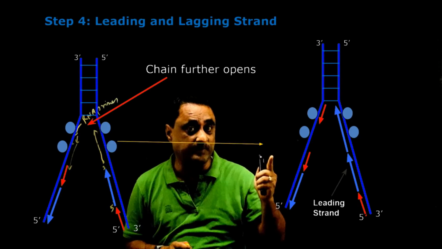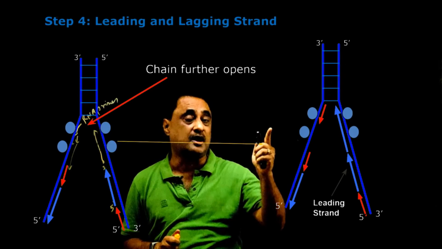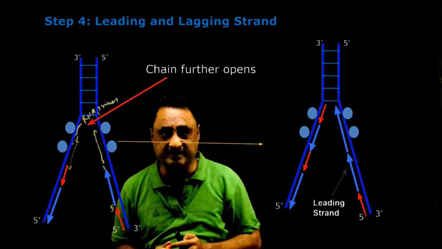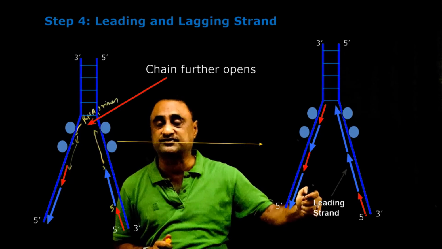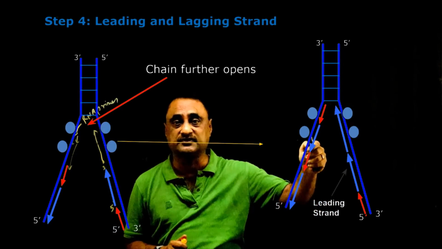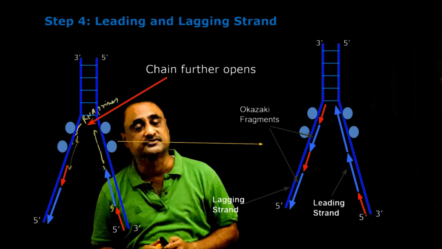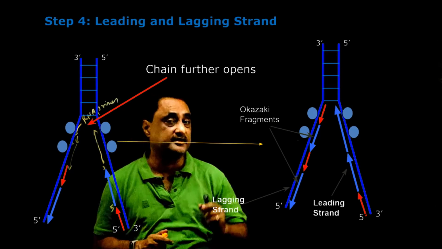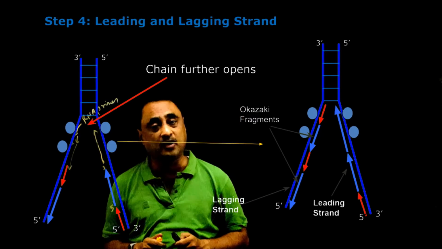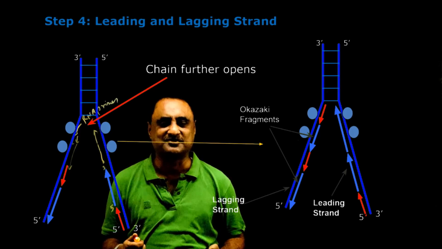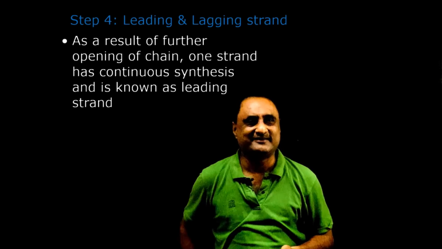You can see there, by red, the RNA primer being formed, and again synthesis is going to happen. By blue I have shown the DNA. So one is the leading strand where the synthesis is continuous, another is the lagging strand where the synthesis is discontinuous. In the lagging strand, small fragments of DNA are being formed, and those fragments are called Okazaki fragments, right?